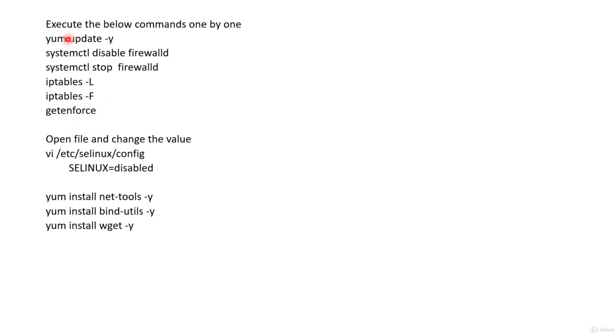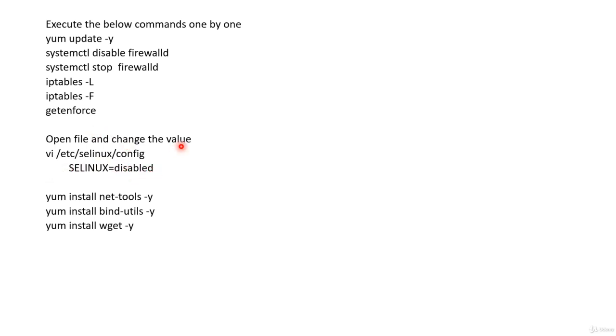Once this is done, you just have to open the file and change the value. If you are aware of the vi editor, that's fine. Just type vi /etc/selinux/config, and then you have to disable it. By default it will be enabled.